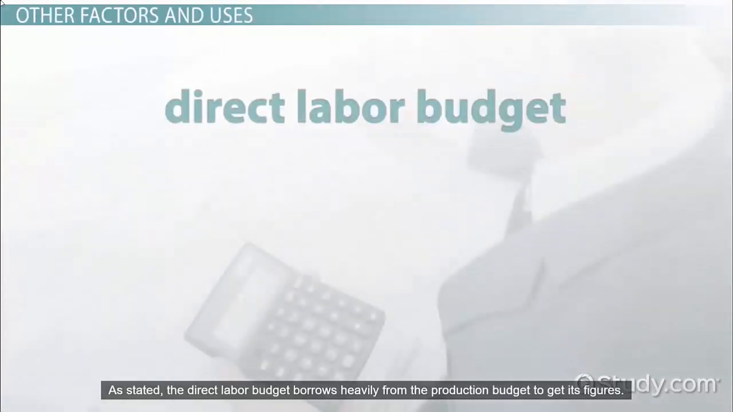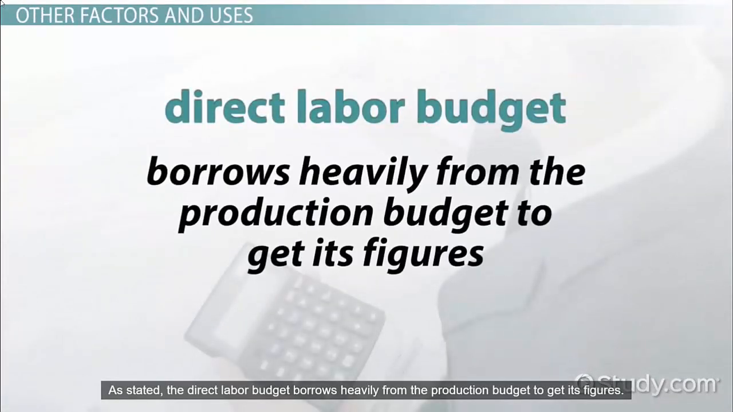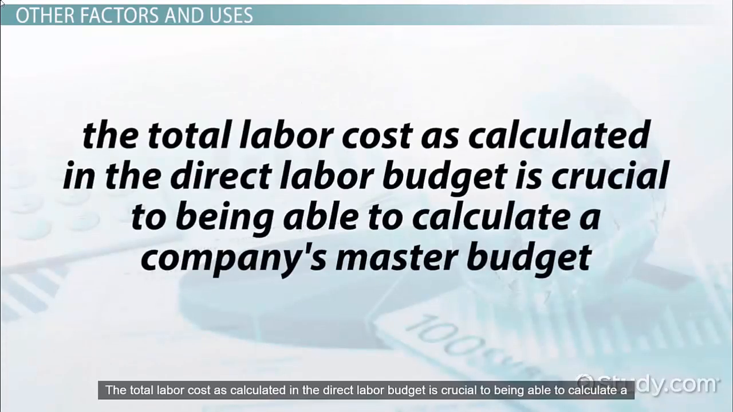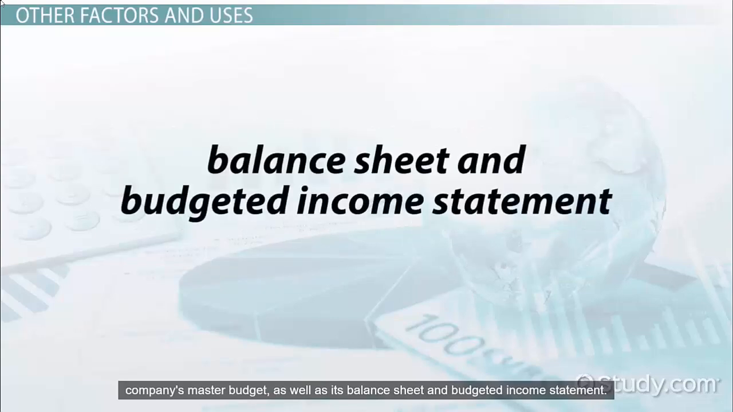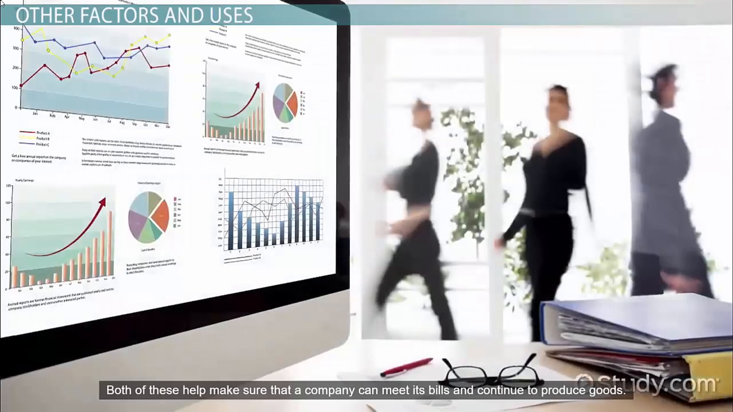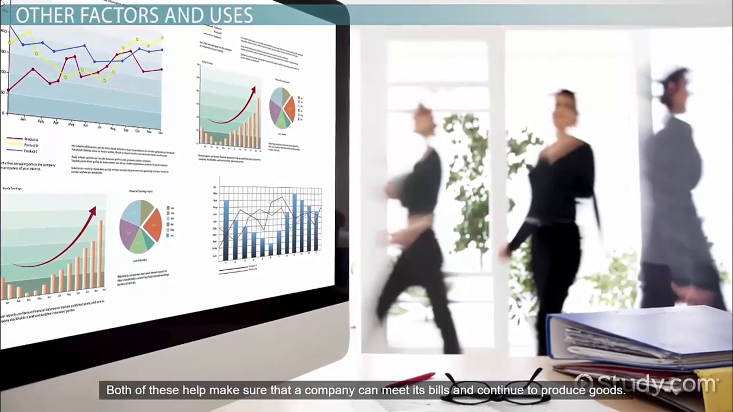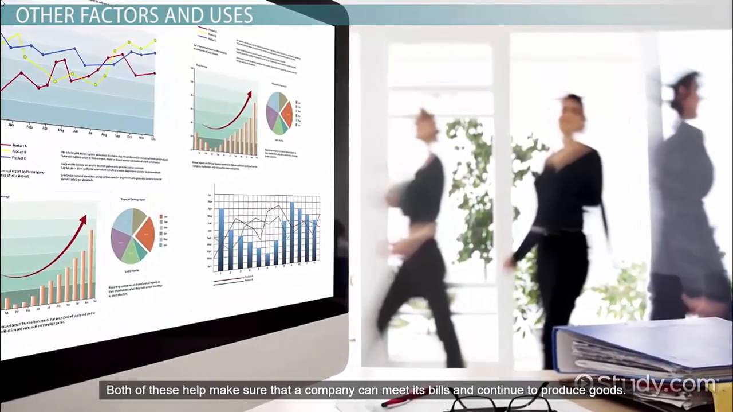As stated, the direct labor budget borrows heavily from the production budget to get its figures. However, it doesn't stop there. The total labor cost as calculated in the direct labor budget is crucial to being able to calculate a company's master budget, as well as its balance sheet and budget income statement. Both of these help to make sure that a company can meet its bills and continue to produce goods.